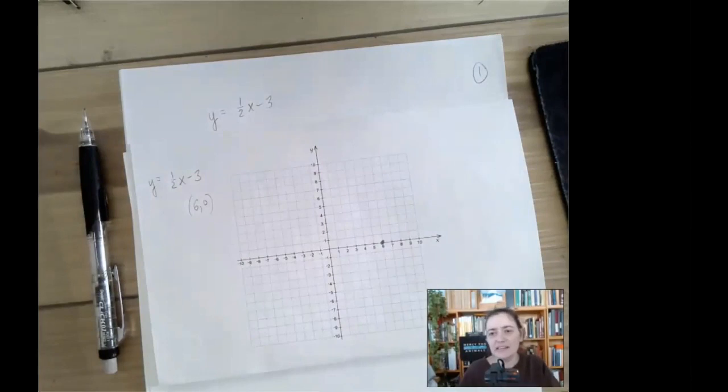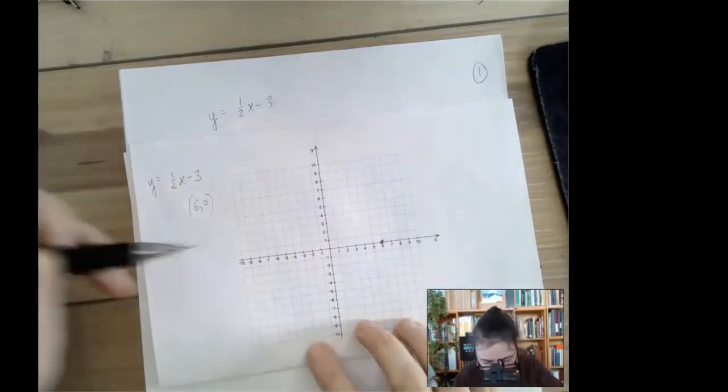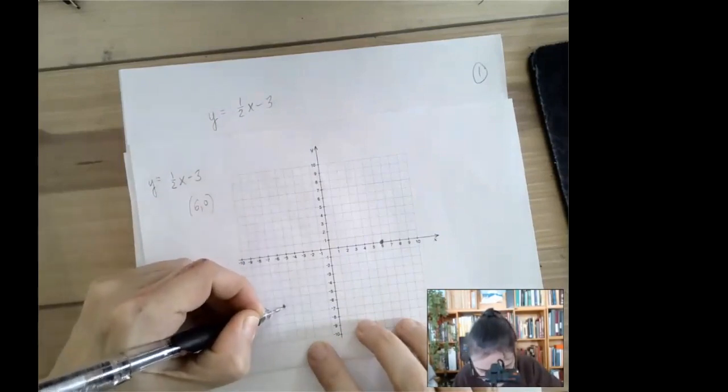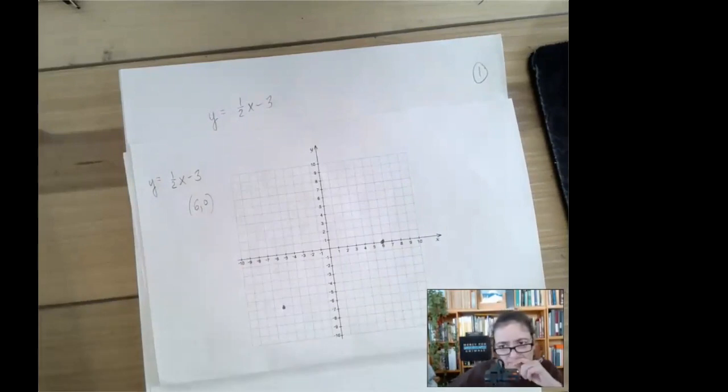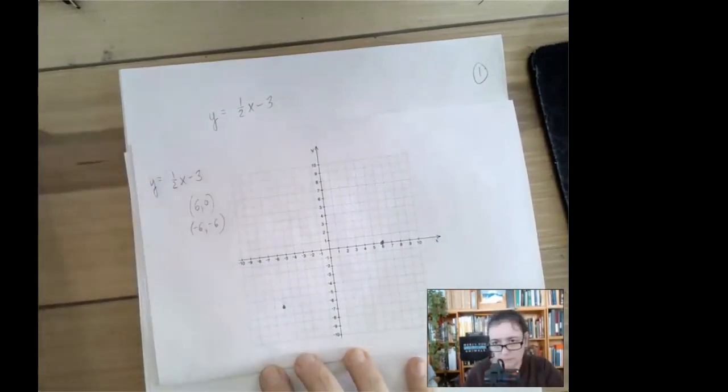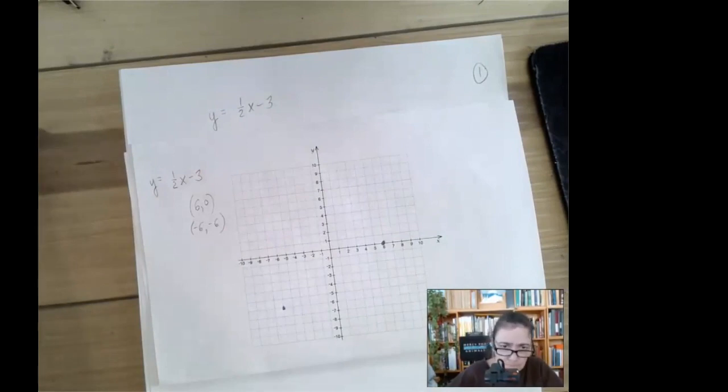All right, you know, the easiest one is 0. I would say let's go for x equals 0. X is 0. What is y? Negative 3. 1/2 times 0 is 0. Subtract 3, negative 3.